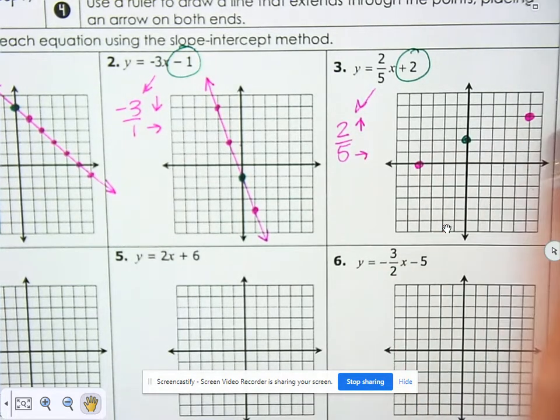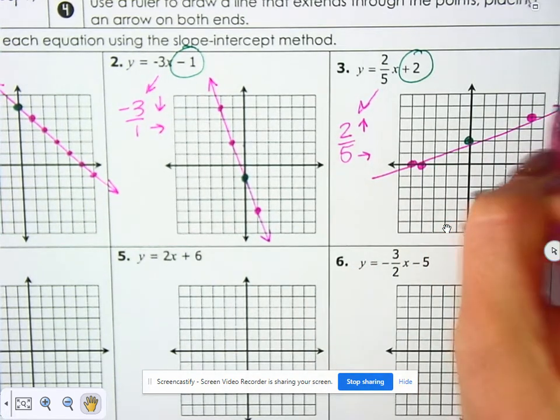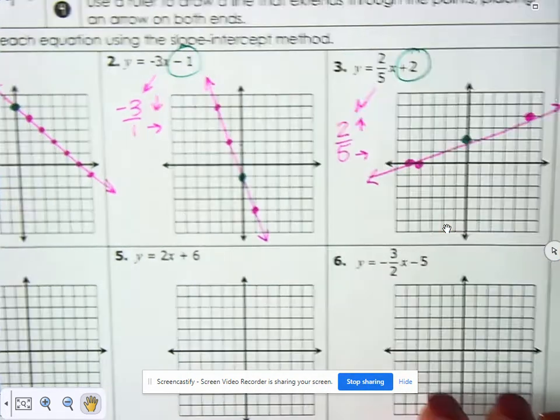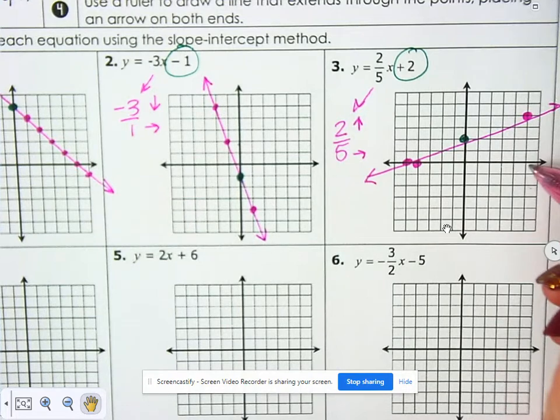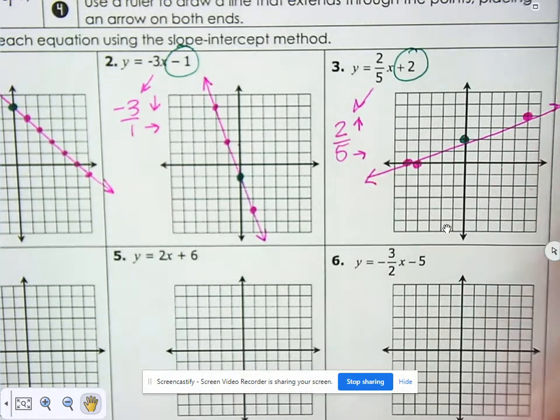Honestly, y'all, oh, that was 4. There's 5. I knew it didn't look right. Honestly, y'all, if I went down 2 and right 5, these 3 points would not be in a line. So that would tell me that I was wrong.